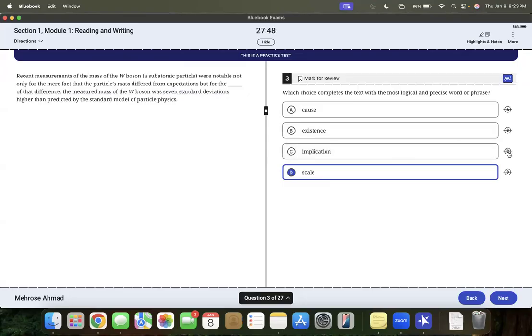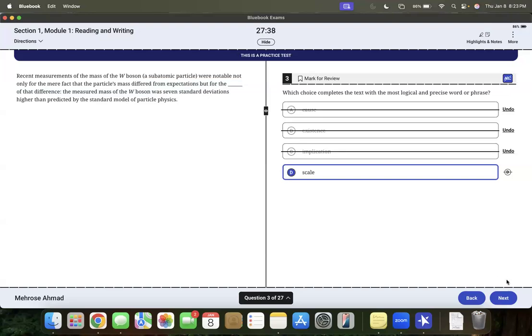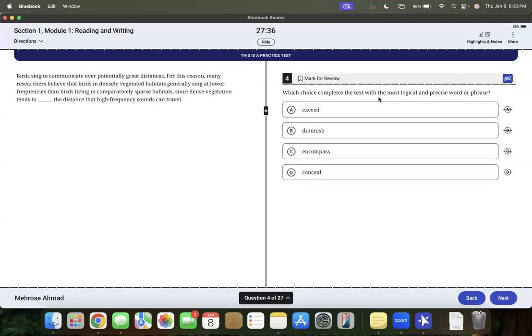Implication doesn't make sense because there's no implication discussed. It's not discussed why it matters or what the implication of the difference being 7 standard deviations is. Cause and existence don't make sense. Okay. Again, same type of question.